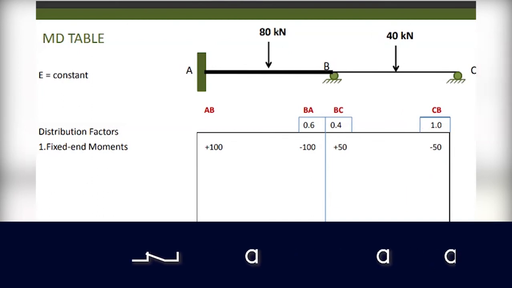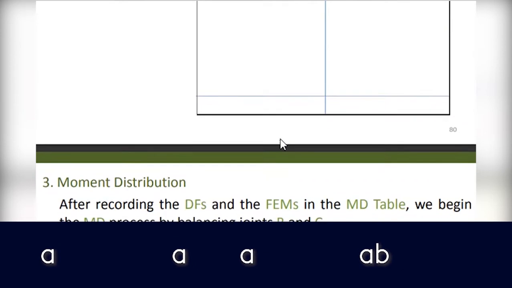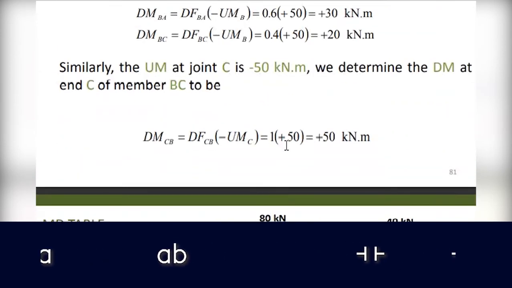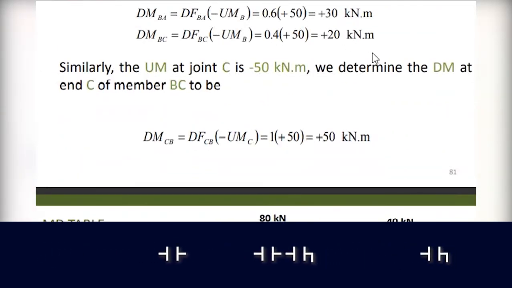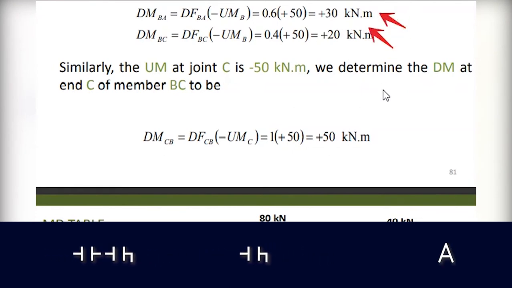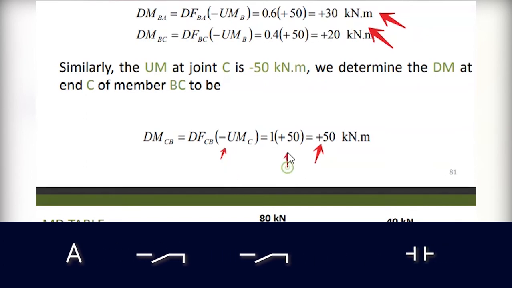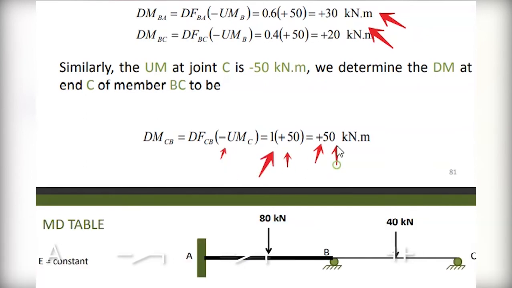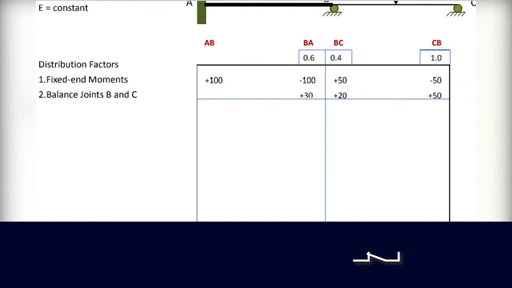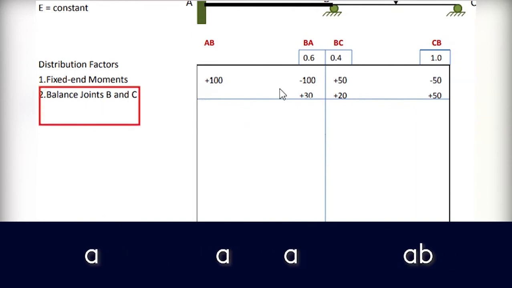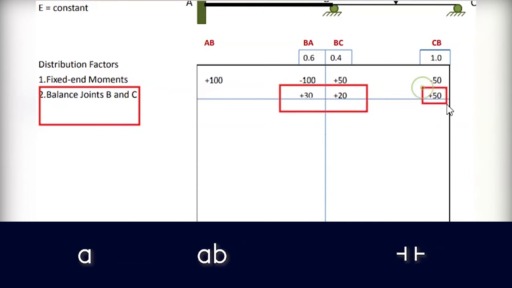So now create the third row. The third row should be like this one. As we said, this one and this one at joint B, and this one at joint C, because the unbalanced one should be a positive 50 times 1, which is equal to positive 50. So create it on the table like this. The third row now should be the balanced joint, and the balanced joint should be on this one and this one.